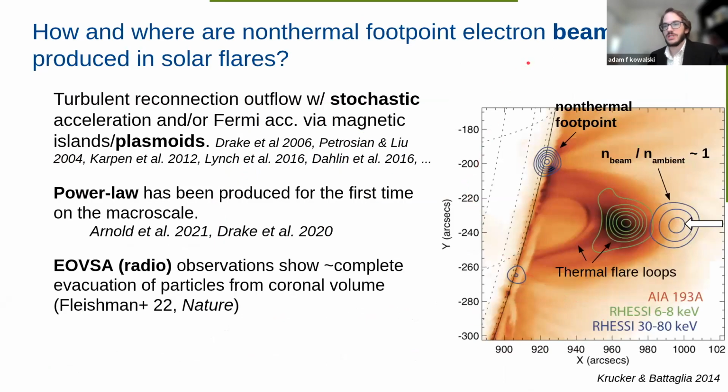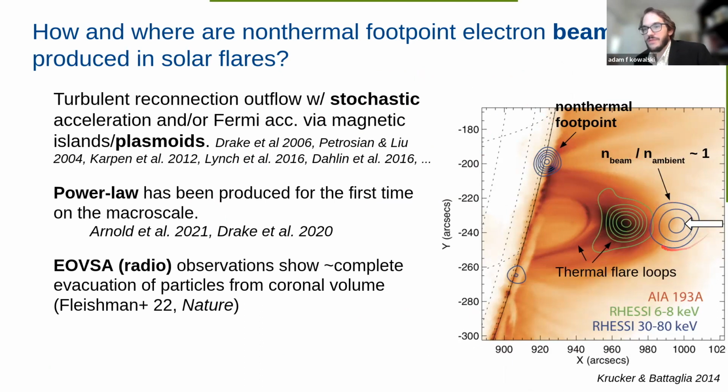However, plasmoids are possibly not the only source of energetic particles. It's currently a very hot debate about where these electron beams actually originate and through what acceleration mechanism or series of mechanisms. On the right, I show a series of flare loops on the limb of the sun, and the background image is the thermal emission, and the contours show the non-thermal hard X-rays.